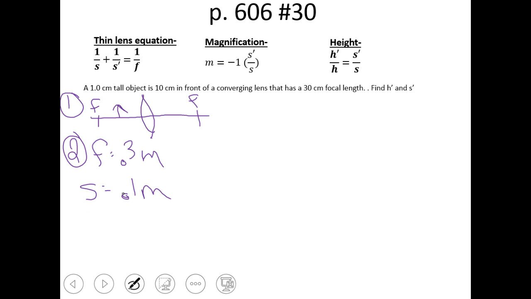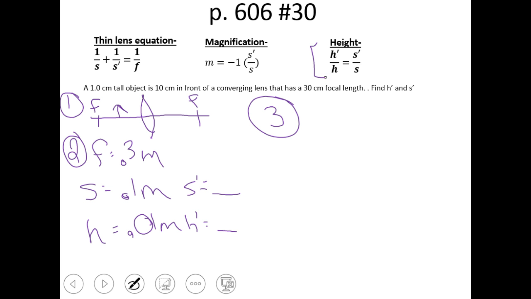All right, and then the height of my object, h, is 1 centimeter, so that converts to 0.01 meters, right? And then again, I'm looking for s prime and h prime, but I don't know them yet, so I'll just leave that there, right? Step 3. I know I don't have enough information to use this formula off the top, so I'll be using the thin lens equation, and I'm just going to plug and chug.